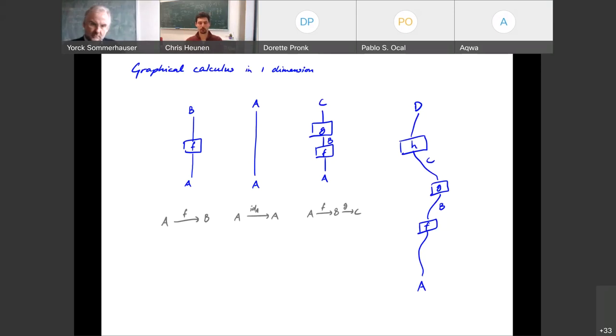So you read the things going upward. A morphism F I will draw as a box like that. In particular, the identity morphism I will draw as a special box, namely the box that you don't see. It's just the wire that goes from A to A.